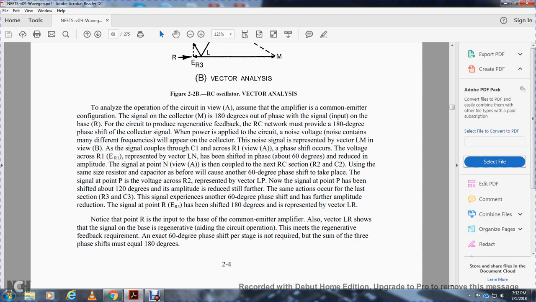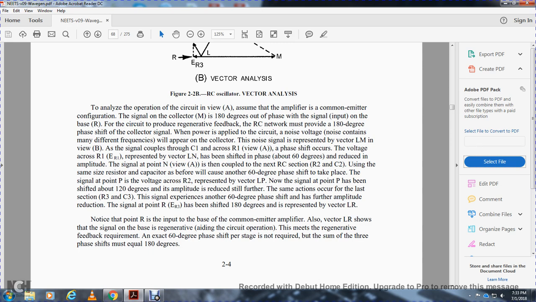Using the same size resistor and capacitor as before will cause another 60 degrees of phase shift. The signal at point P, the voltage across resistor 2, is represented by the vector LP. The signal at point P has been shifted 120 degrees, and the amplitude is reduced still further. The same action occurs at the last section, resistor 3 and capacitor 3. The signal experiences another 60 degrees of phase shift and further amplitude reduction. The signal across resistor 3 has been shifted 180 degrees.